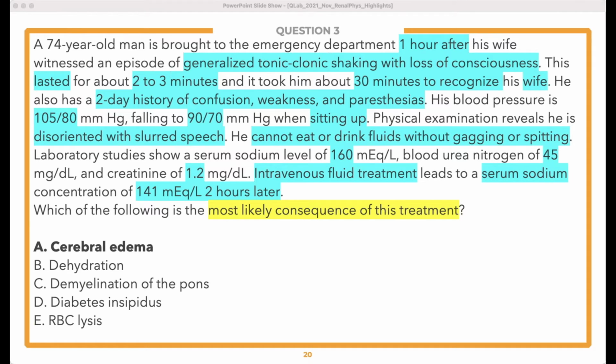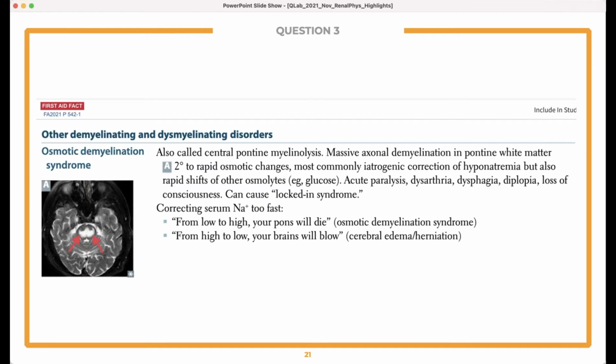If we take a look at the next slide, there's a table in First Aid, and this is what happens. If you see at the bottom in that table, correcting serum sodium too fast. If you correct from high to low, your brains will blow. You can get cerebral edema, which can lead to herniation, and that can lead to death as well. If you correct hyponatremia too fast, you get the opposite. Water rapidly leaves the tissue, and you can get demyelination of your pons.